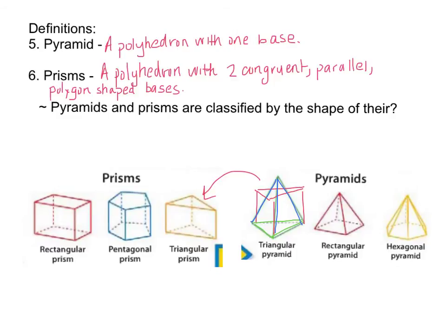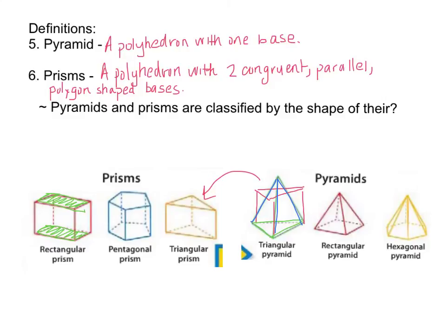A prism is a polyhedron with two congruent bases. Remember, congruent means exactly alike. And these polyhedrons are going to have congruent, parallel, polygon-shaped bases. So if we look at this rectangular prism on the left, I have a rectangular base on top and a rectangular base on the bottom. These two are parallel, meaning they are exactly equidistant from each other on every point of their surface, and they are both polygons.